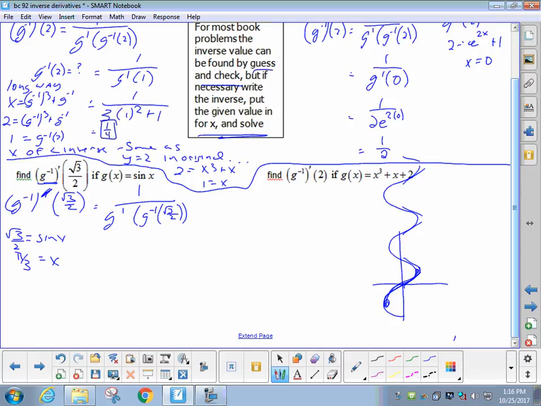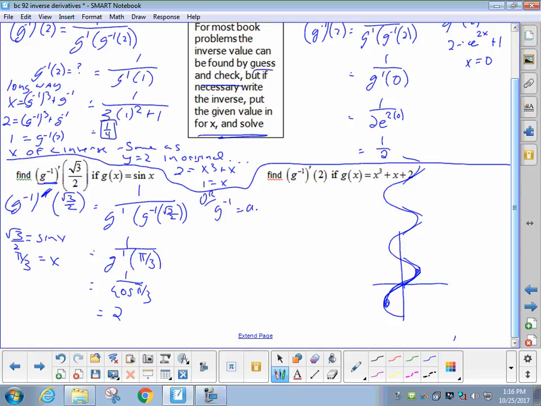Okay, so we have 1 over g prime at pi over 3, which is 1 over cosine of pi over 3, which is 1 over 1/2, which is 2. This is great, the inverse deal that we're dealing with. Could you have answered this question before today? This question, not those questions, this question. What's the inverse?